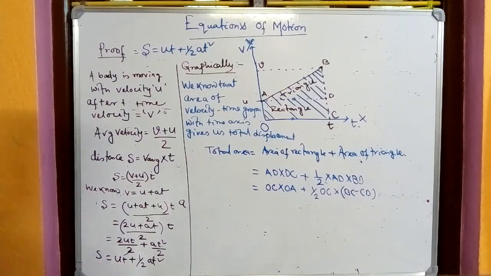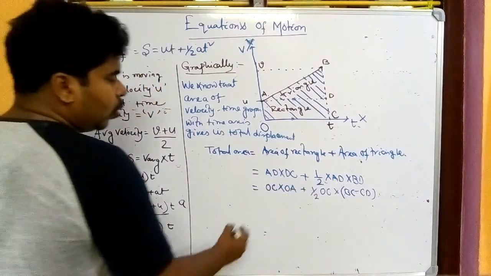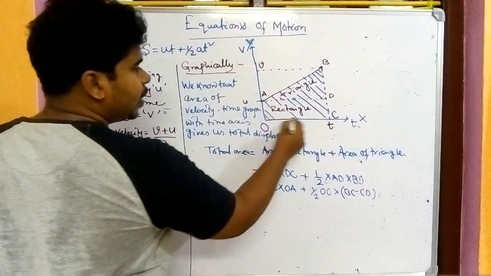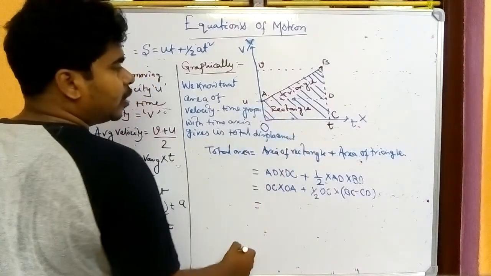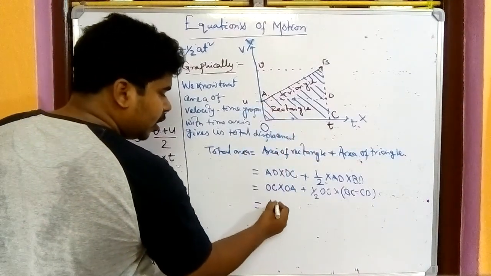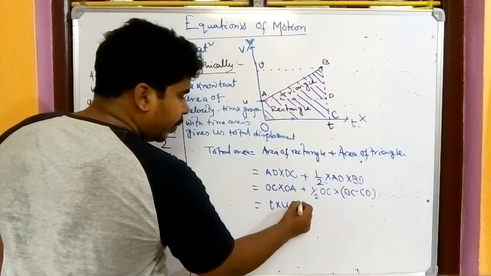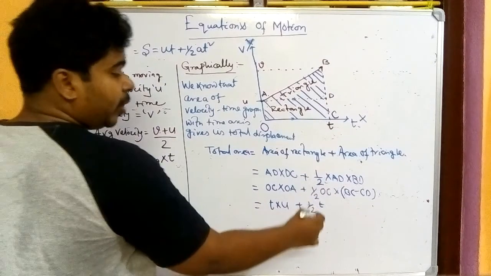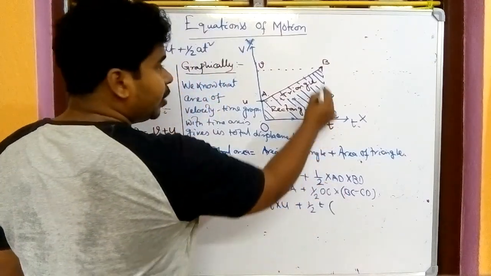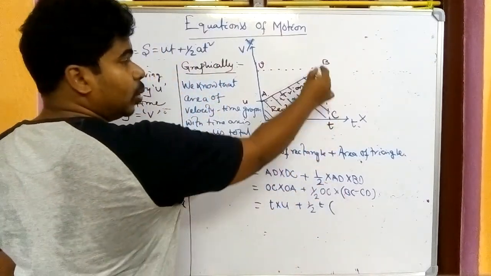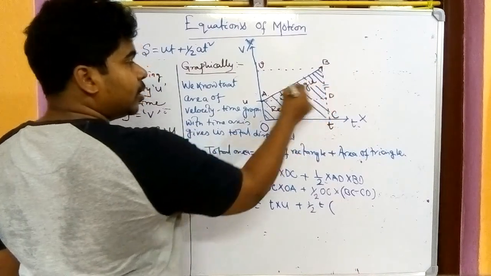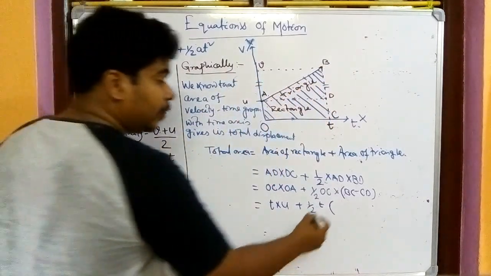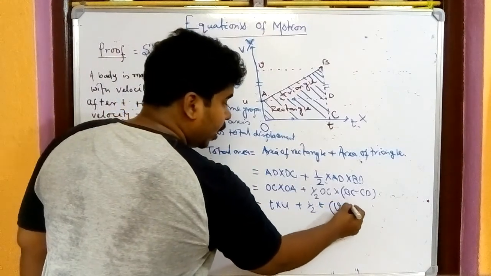Let's see. OC into OA. OC is what? It is t. OA is what? It is u. That means t into u plus half of OC, which is t, into BC minus CD. BC minus CD means BC equals OC. It is the total length. So total length, this one should be equal to this, and that length is v, the final velocity, v minus u.